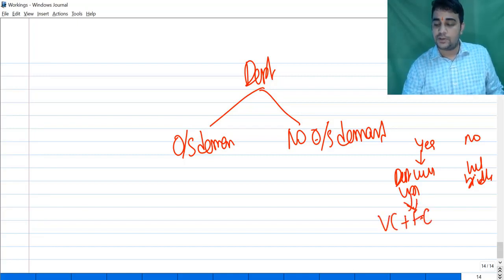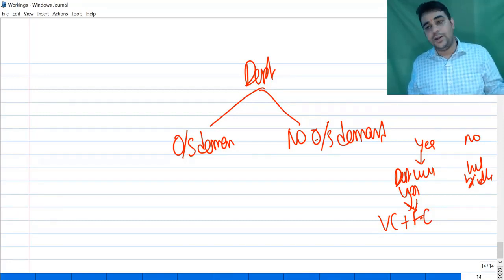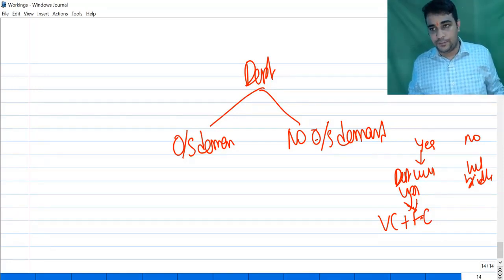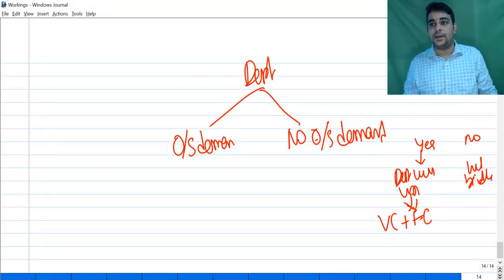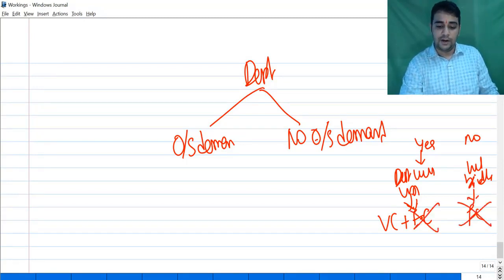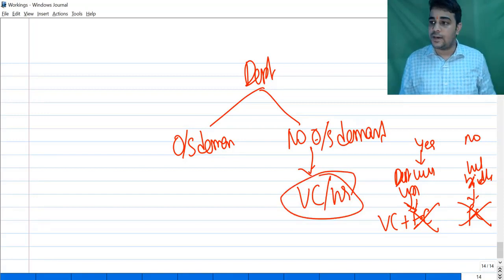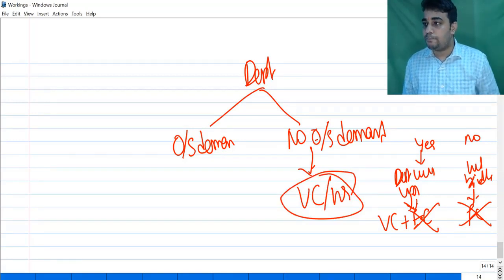Here you will incur variable cost as well as fixed cost. When you are working, you will incur variable cost. Whether you are working or not working, you will continue to incur fixed cost. This side you will incur only fixed cost. In short, fixed cost is irrelevant. With no outside demand, the relevant cost is variable cost per hour.